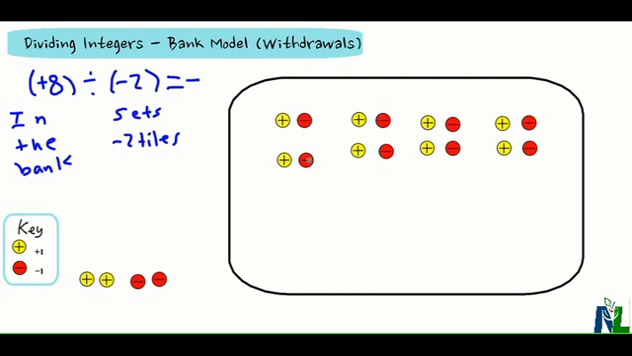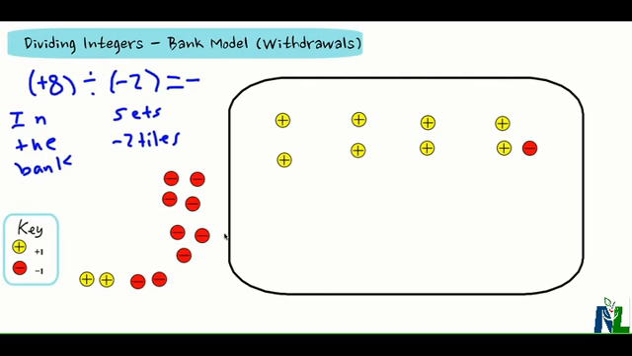So I remove one set, 2 sets, 3 sets, and 4 sets. Okay, and I'm left with positive 8 in the bank. That's what I wanted in the bank. So to do it, I had to withdraw 4 sets. So positive 8 divided by a negative 2 is a negative 4.